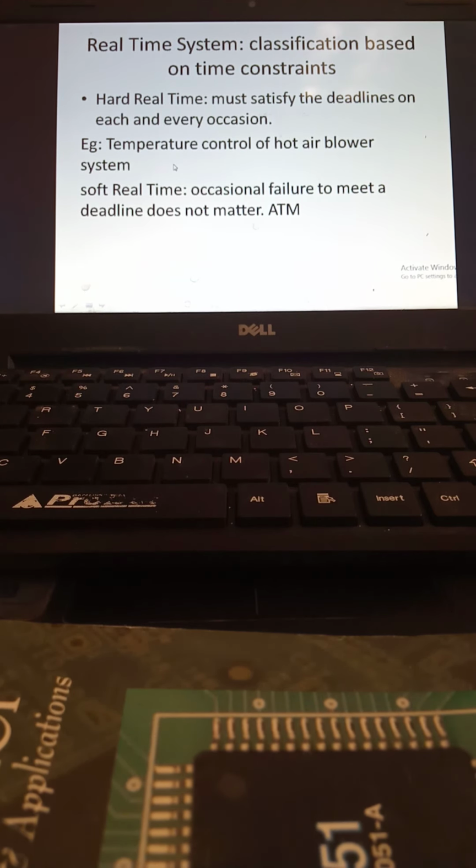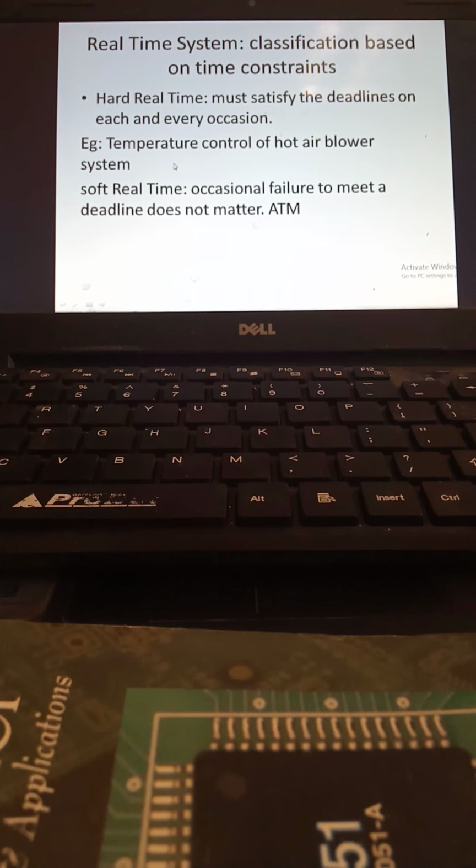For example, temperature control of a hot air blower system. Once the deadline is not met, it puts fire not only on the system but also on the external environment, so that full damage occurs. A catastrophic effect occurs. So in such critical systems, missile system, nuclear system, aircraft system, you cannot take a risk. Every time the deadline should be met, and once if the deadline is not met, gone. Such a system is called a hard real-time system.